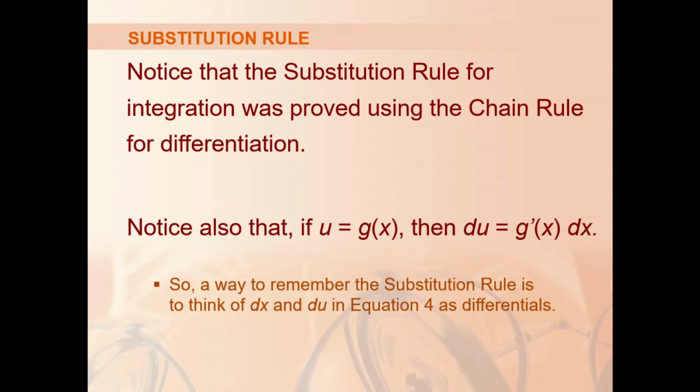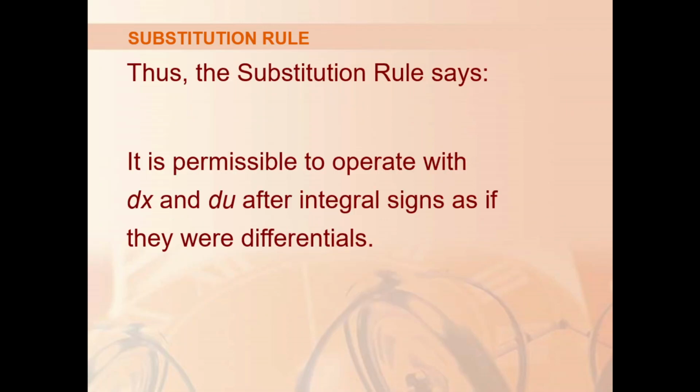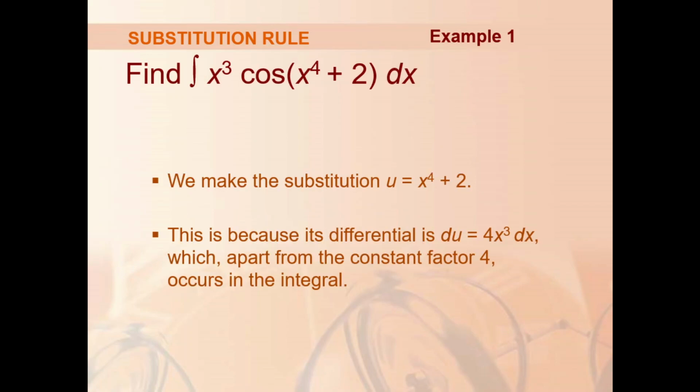We would highly notice that if u is g of x and du is the same as g prime of x dx. So a way to remember the substitution rule is to think of dx and du in the fourth equation as differentials. Thus, the substitution rule says it is permissible to operate with dx and du after integral signs as if they were differentials.